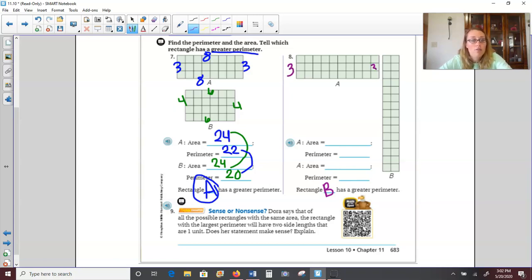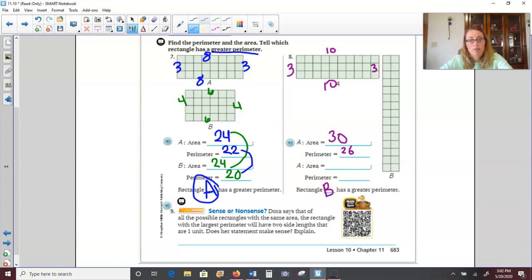Rectangle A measures 3 units on each side, and 1, 2, 3, 4, 5, 6, 7, 8, 9, 10 units across the top and bottom. So for the area, we would do length times width. 10 times 3 is 30. And for the perimeter, we would add 10 plus 10 is 20. 3 plus 3 is 6. So all the way around, we get 26. Okay, so perimeter of 26.